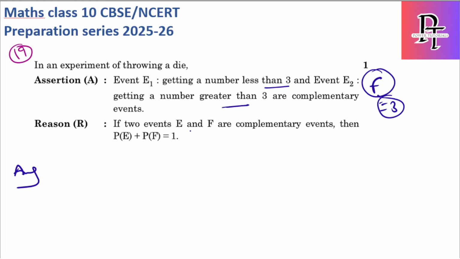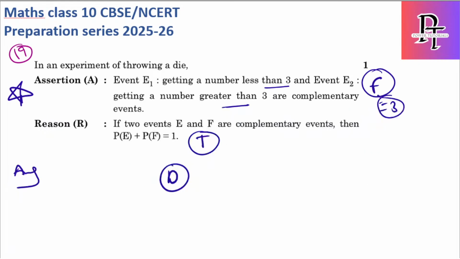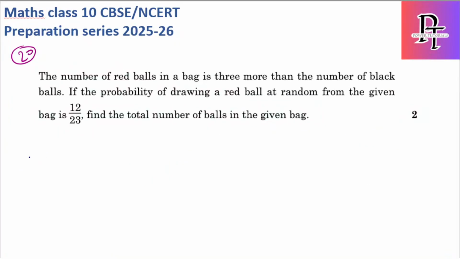Whereas the reason says 2 events are complementary events and P of, yes, this is true, but A is false. Okay, A is false, R is true, the answer is D. So this is a tricky question I can say, because every time they say less than and greater than, people might assume it is the same, but it is not the same, because the equal to case should also be there, not only less than and greater than. Okay, let's move to the 20th. Time is okay, we have the 19th also done. Okay, last question for today.